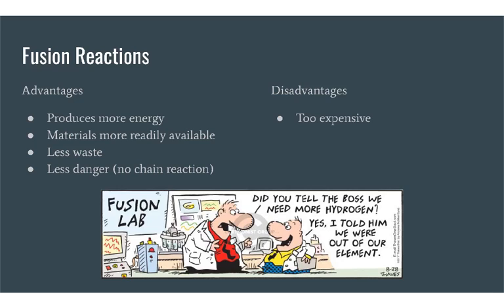So fusion reactions produce so much more energy than a fission reaction, but they're very expensive. They're also very dangerous. The materials are more readily available. We have hydrogen in our air as we speak and as we breathe. There's less waste and there's less danger. There's no chain reaction. So the biggest thing here is it's way too expensive for fusion, even though it produces more energy than a fission reaction.